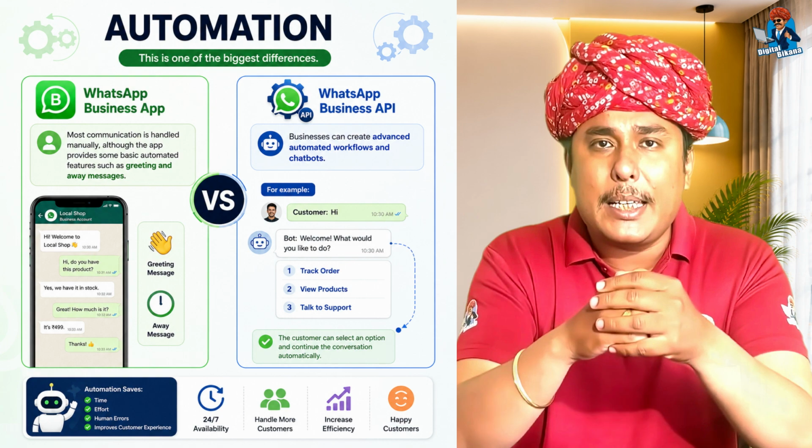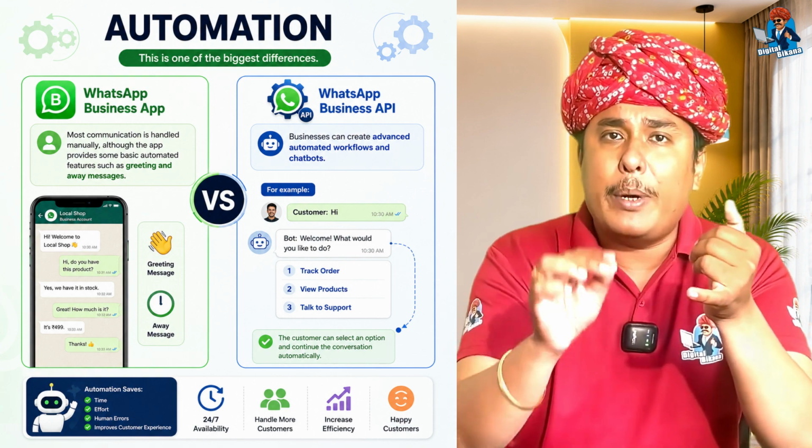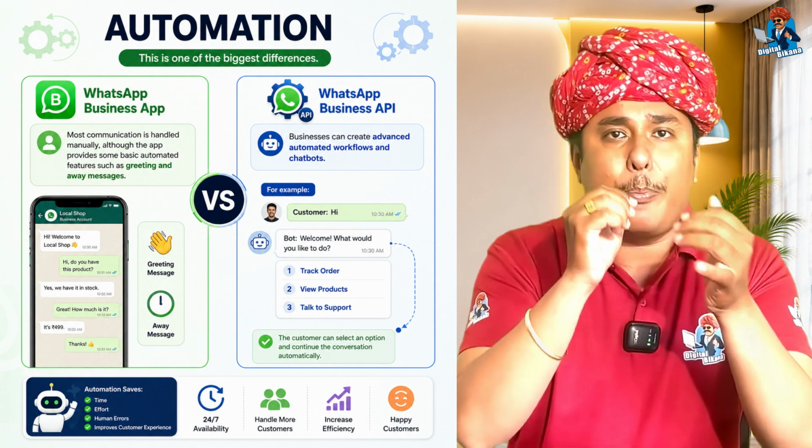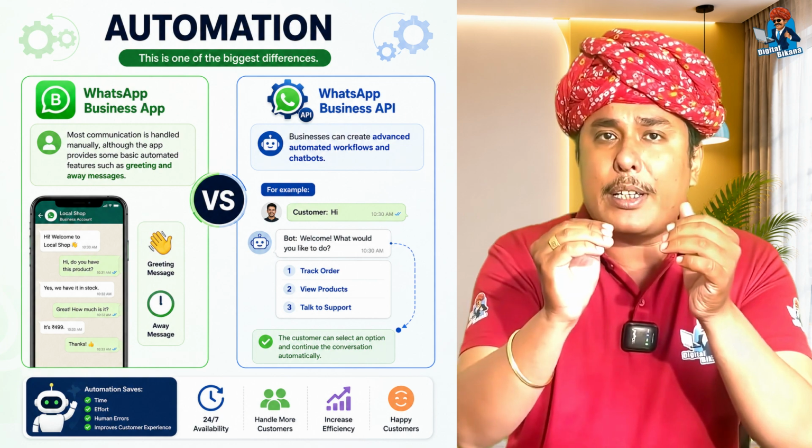Now if we consider automation, then in WhatsApp Business App, there are limited features like you can set greeting message, you can set away message. Whereas if we talk about WhatsApp Business API, then you can set advanced automated workflows. You can create chatbots. For example, if any of your customers messages you on WhatsApp Business API, saying hi, then your WhatsApp Business API will reply automatically, like hi, how may I help you? You can also add 2 to 3 buttons, like track order, view product, contact support.